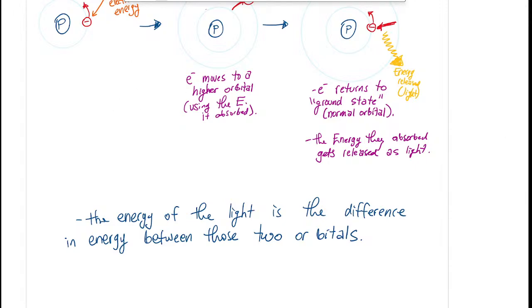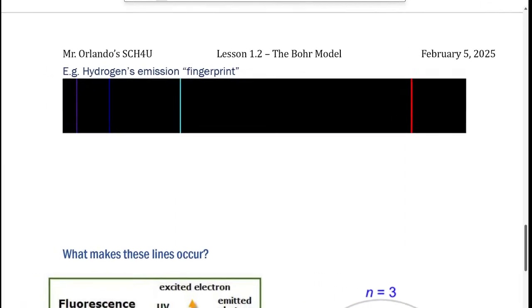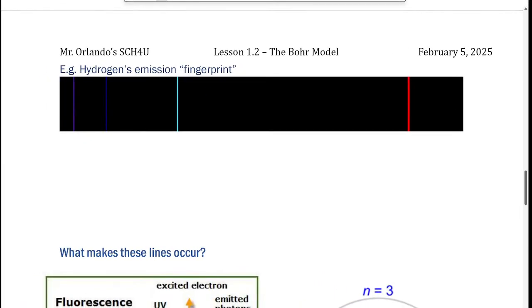So why does that matter? Well, if we go to the next page, we'll see that this is what happens when hydrogen gets given a voltage, is that we only have 1, 2, 3, 4 distinct lines. 4 distinct wavelengths of light.